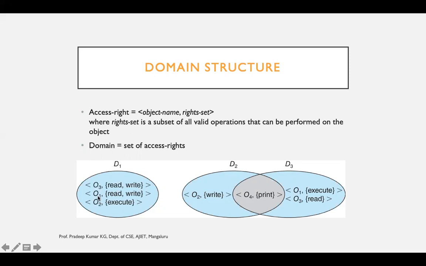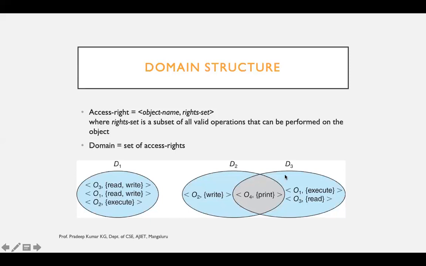Second object, object 1 will have read and write. Object 2 will have execute. That is one set. This is one single domain. Coming to D2. D2 is having object 2 and object 4.